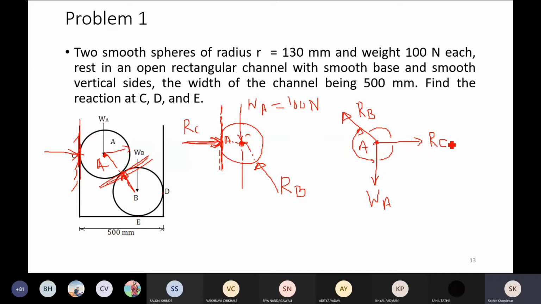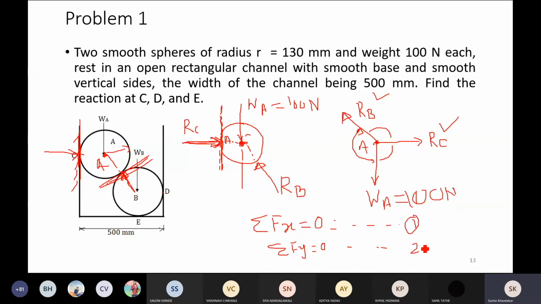Now see, in total how many unknowns are there? WA is known, it is 100 Newton, correct? So how many unknowns are there? RC and RB. By applying the sine rule, we can find out these two unknowns, or you may apply the two conditions of equilibrium, that is summation Fx is equal to 0. You develop one equation, then by applying summation Fy is equal to 0, you develop another equation, and then you solve these two equations simultaneously to get the values of RC and RB.